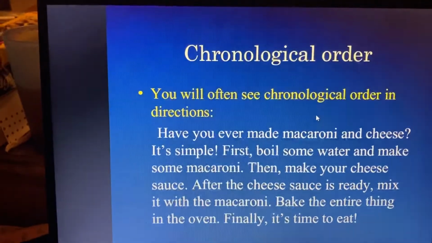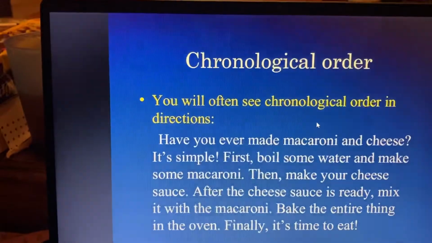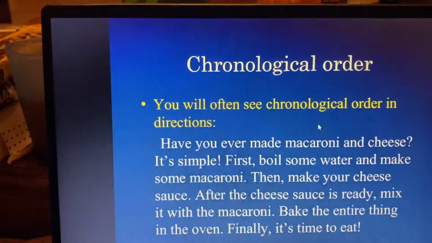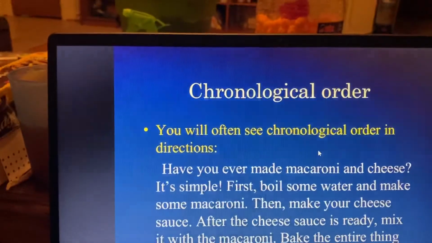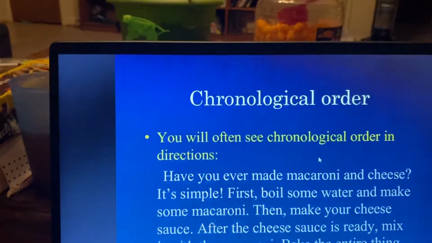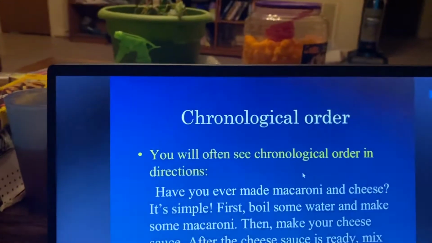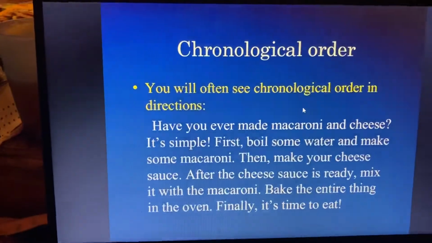But have you ever made macaroni and cheese? Well, it's simple. First you boil some water and you make the macaroni. Then you make your cheese sauce. And after the cheese sauce is ready, you mix it with the macaroni, put it in a little pot or pan, stick the thing in the oven, and then finally, after a while, 30 minutes or so, it's time for y'all to eat it.